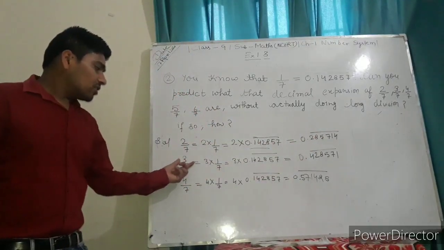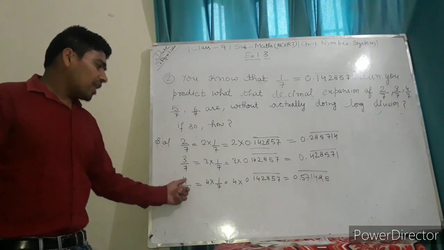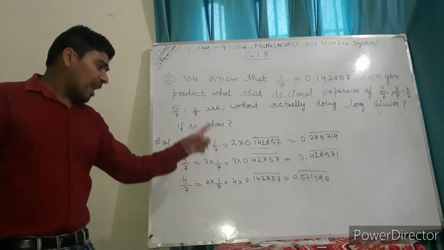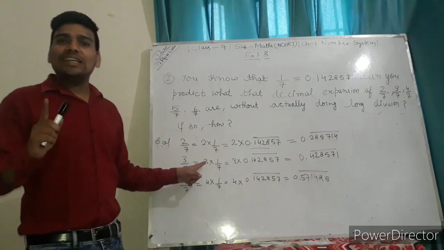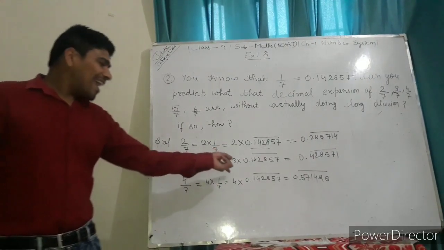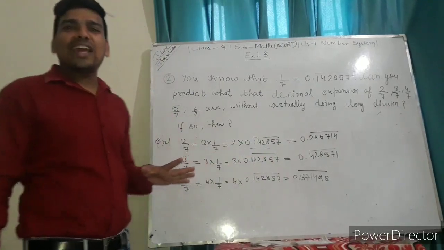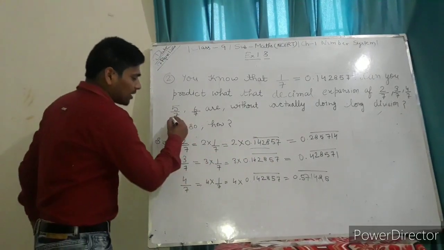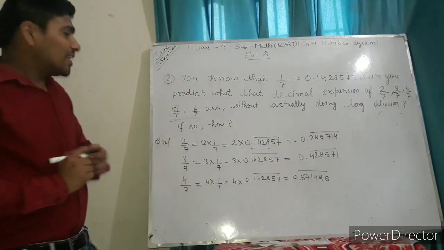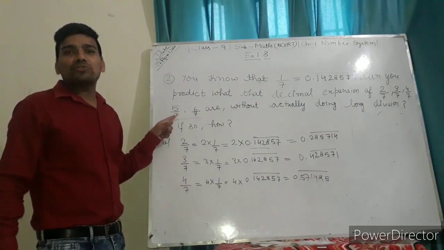Similarly, I have done 3 upon 7 and 4 upon 7. You can write 3 upon 7 as 3 into 1 upon 7 and 4 upon 7 as 4 into 1 upon 7, and again multiply like that. Similarly, you can find out 5 upon 7 and 6 upon 7. This is your homework. You have to do it yourself.